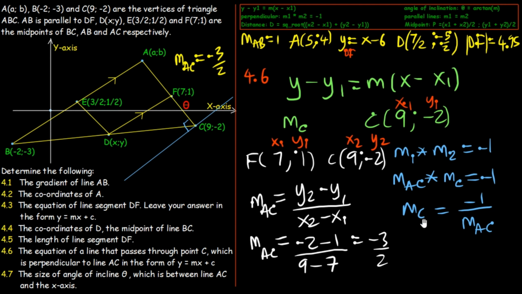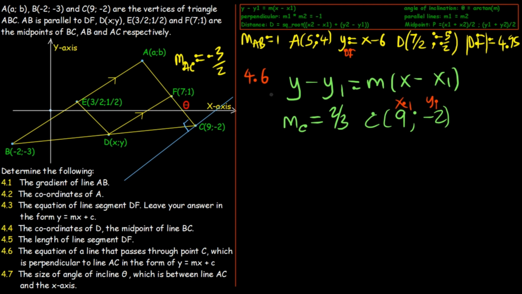Okay, so now let's find the gradient of the line through point C. So this is equal to -1 over, our gradient is -3 over 2, as we already calculated. Okay, so this negative and this negative cancel out, and this will leave us with 2 over 3 as the gradient of the line through point C. So let's just write our gradient here: 2 over 3.